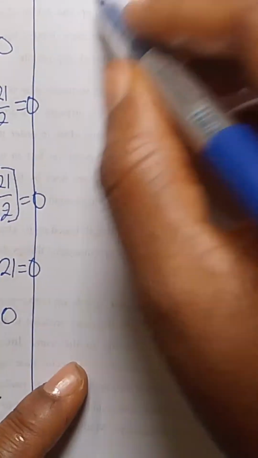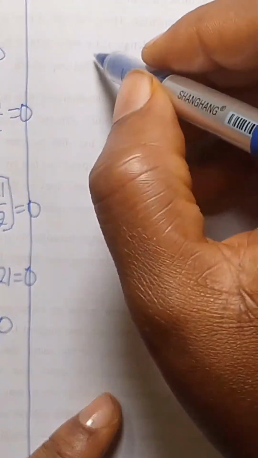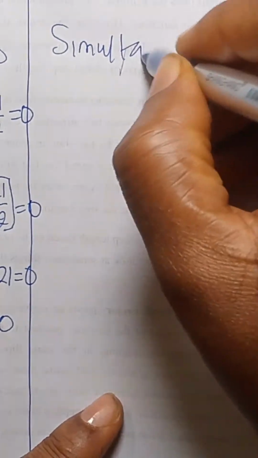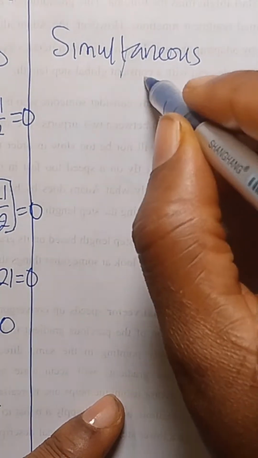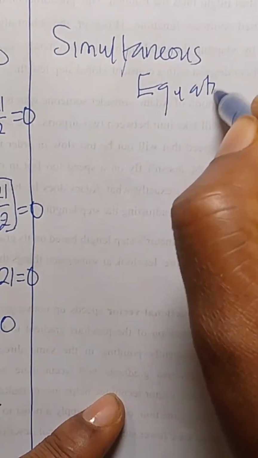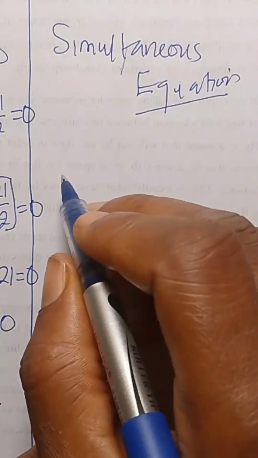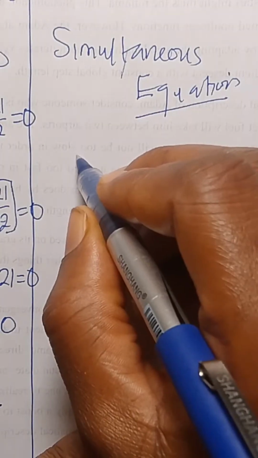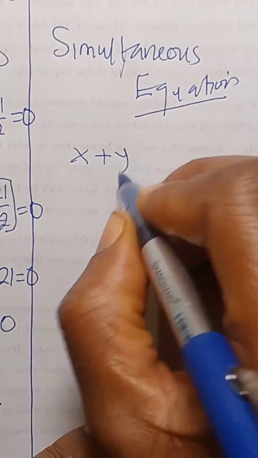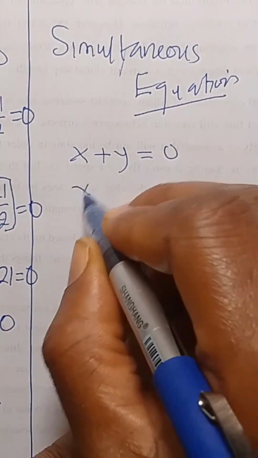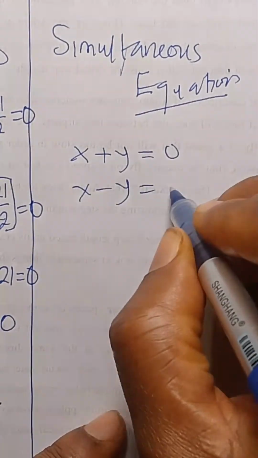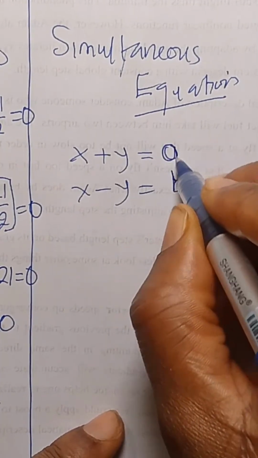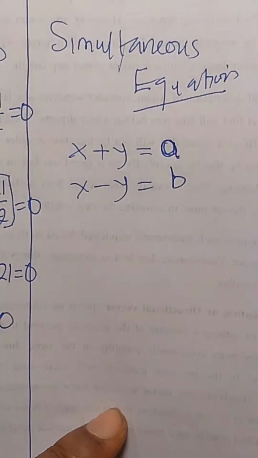So let's talk about quadratic simultaneous equations. A simultaneous equation is an equation of this form. You have 2 separate equations with 2 different variables. Let's say A and B so that you understand. So this A and B can be any constant.